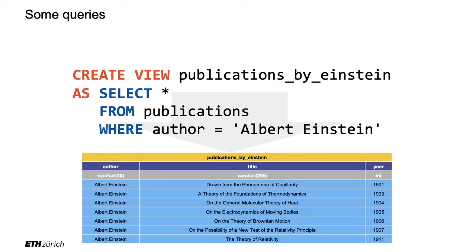Well, for reusability, you can give names to some query results, like here we call it publications by Einstein. And that means that you can access it as if it were a table from anywhere. In the from clause, you can now use that name to access it. So we saw that this is very convenient for reusability in queries.